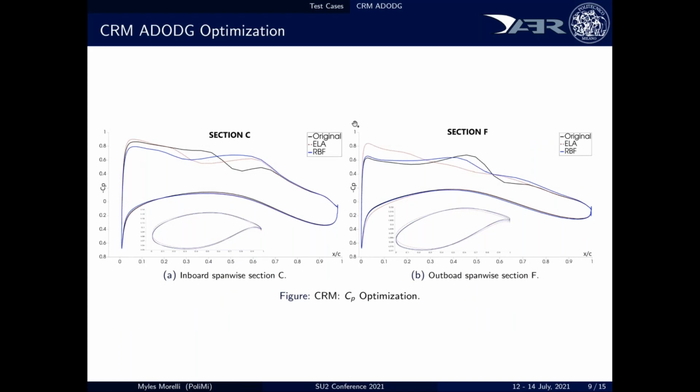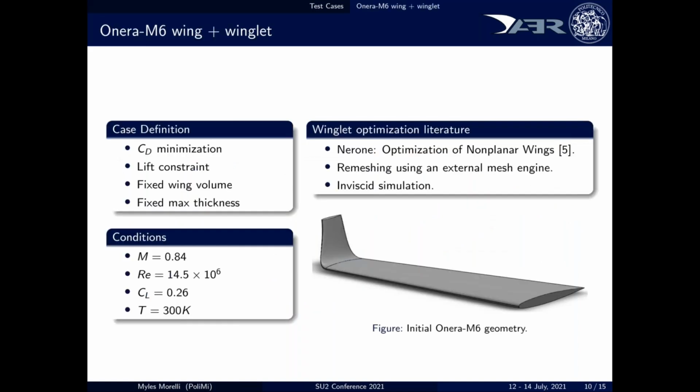The final test case is a 3D non-planar wing. We decided to use an ONERA wing with a winglet attached. This problem was already used inside another project, which used SU2, but it solved only the Euler equations, and they generated a new mesh at each iteration. This time, we solved the RANS equations with the Spalart-Allmaras model as turbulence model, and we updated the grid at each iteration. We want to minimize the drag, keeping fixed the volume and the lift as before. We are in transonic conditions.